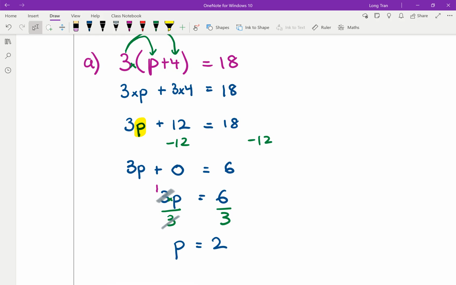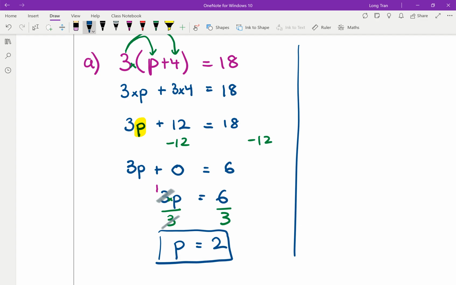So what does this mean? A lot of times students may not know what this actually means. You're saying that if I have p as 2, both the sides should be the same. Let's see if this is true. 2 plus 4 is 6. 6 times 3 does give you 18. You see, you solved the problem. This was the problem, and you didn't have to use trial and error to figure it out.